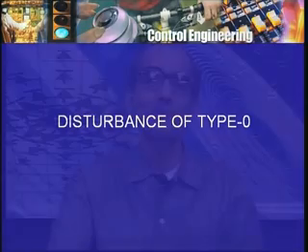type 0 type, that is, the disturbance directly affects the speed. Load torque increases, speed will decrease. Load torque decreases, speed will increase. Just as armature voltage increases, speed will increase. Armature voltage decreases, speed will decrease. So the relationship between the disturbance variable, in this case the load torque, and the speed is also of the type 0 kind.